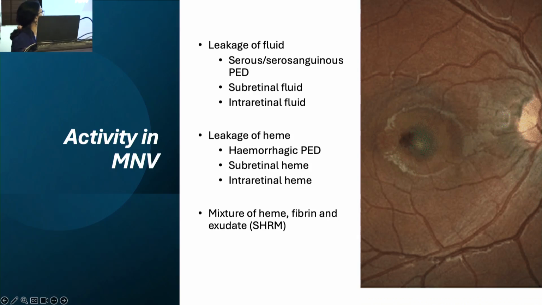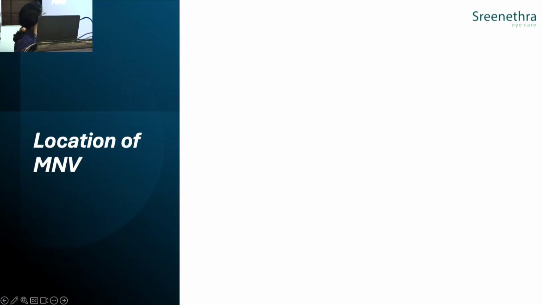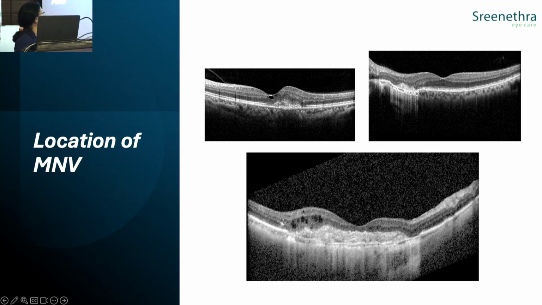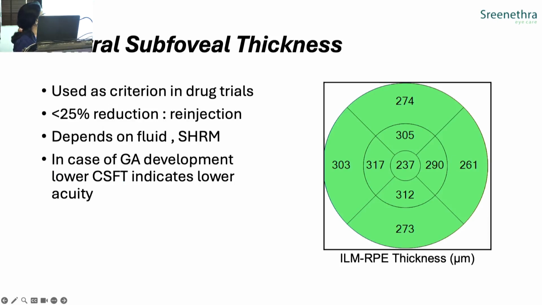Activity clinically, we have known that it is fluid, heme, and a mixture of heme, fibrin, and exudate, what we now call the SHRM. The location of the MNV obviously has an impact on visual acuity. You'll have better visual acuity with extrafoveal and juxtafoveal as compared to subfoveal. Central subfoveal thickness is a biomarker. It has been used as a criterion in many drug trials, where you consider less than 25% reduction as a criterion for reinjection, but it cannot be used in isolation because visual acuity would then depend on the fluid and the SHRM. In cases of geographic atrophy, a lower subfoveal thickness would actually indicate lower visual acuity.